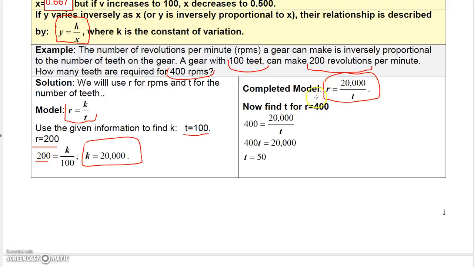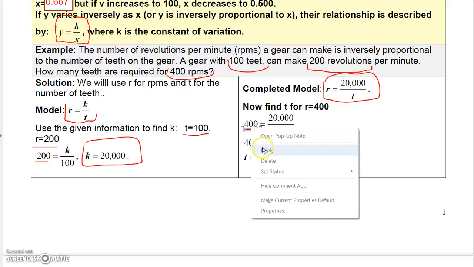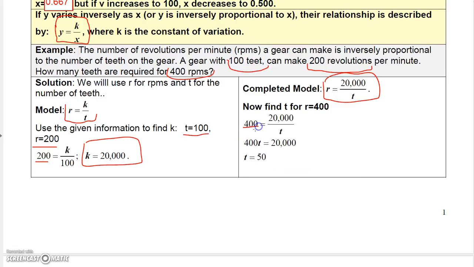Well, let's put 400 in for R, and then you can actually just cross multiply this because really 400 can be thought of as 400 over 1. So you get 400 times T is 400T, and then 1 times 20,000 is just 20,000. And then if you divide 400 into 20,000, you get 50. So the number of teeth that correspond to 400 revolutions per minute would be 50. And so that's an example of inverse variation.